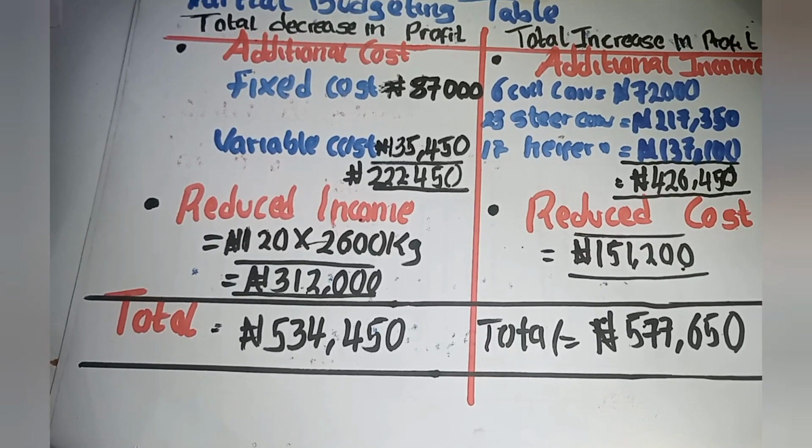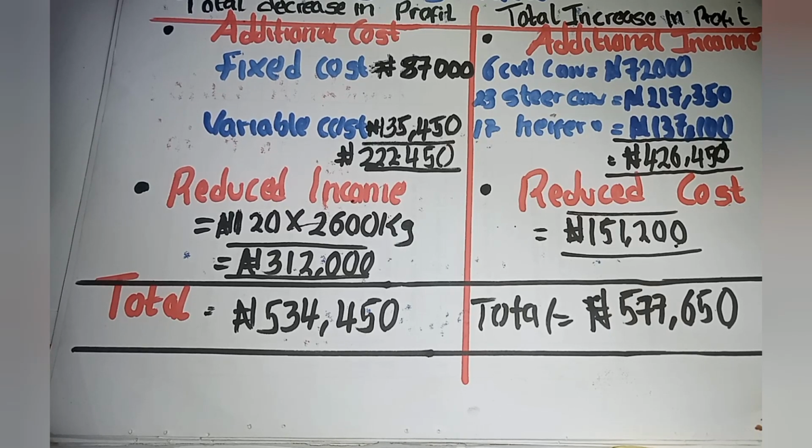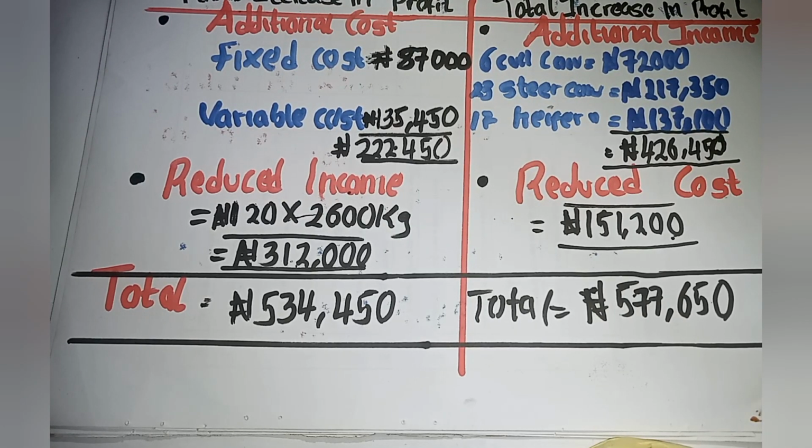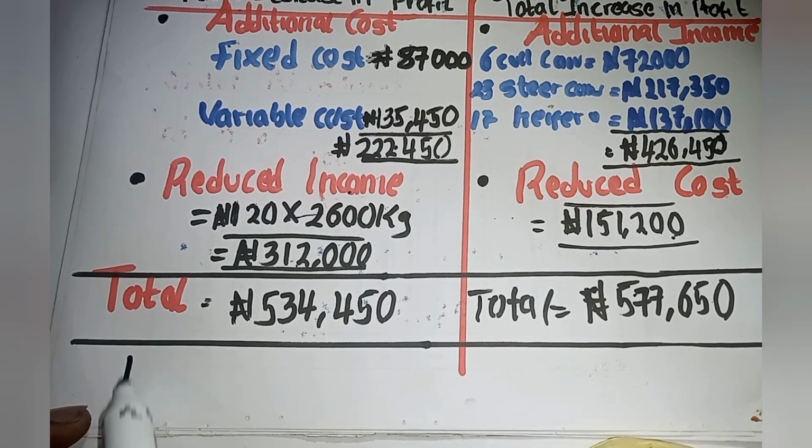So that's what I'm going to be doing now. The net change in profit will help you to determine the comments that you are going to give to this proposed change. As you know, the question said that we should comment on our answers. So the net change in profit is what I'm going to be calculating now.